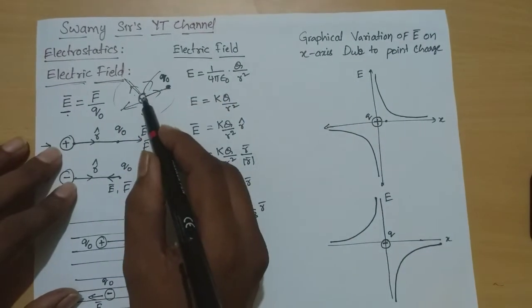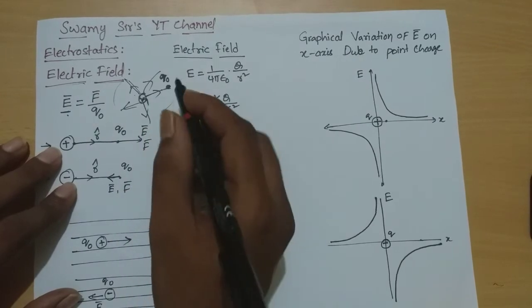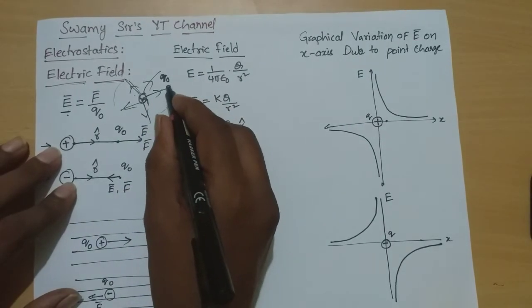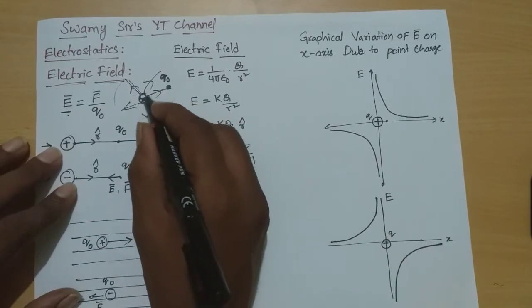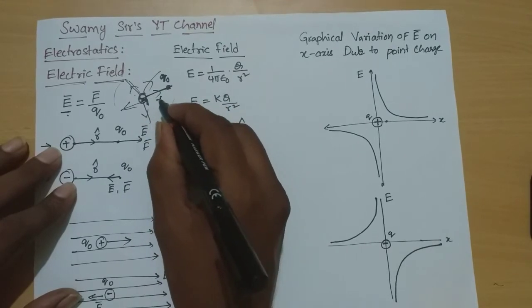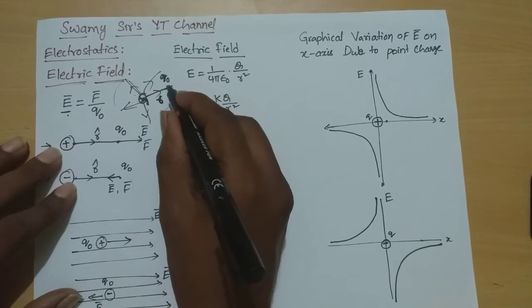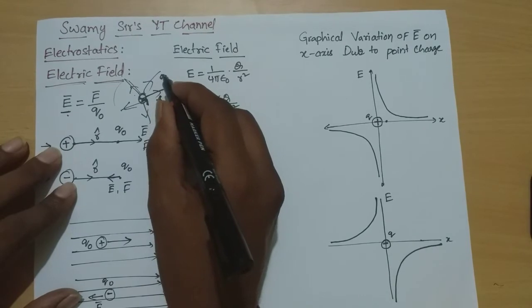To find out the electric field intensity of this charge at any point, we have to assume one test charge at that point. Suppose this is Q, it is producing the electric field. This is the source charge now. From this charge at some r distance, now we want to find the intensity of the electric field here. To find the intensity of the electric field at this point, we have to assume one test charge Q0.